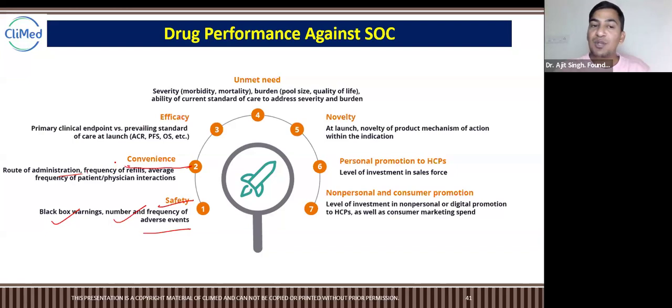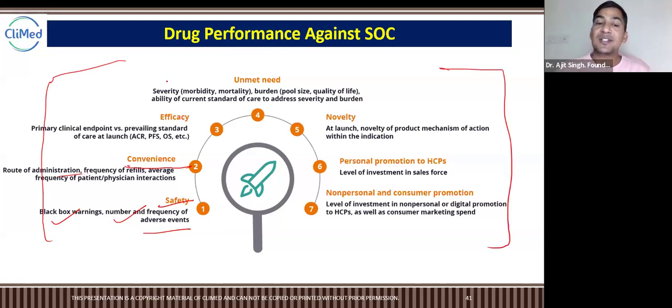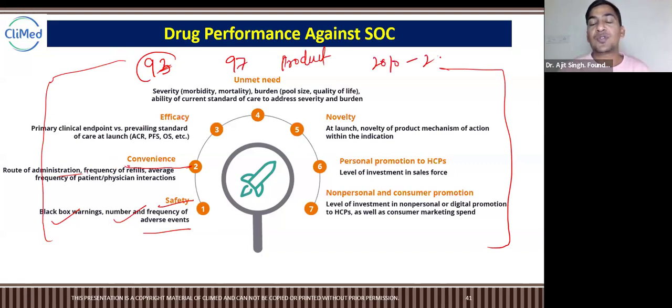Now let me tell you one important fact, guys. Before we close the session, let me tell you an important fact. This is not a simple picture. See, there is a very big company which has launched 97 products between 2010 and 2017. In 7 years, they launched 97 products.